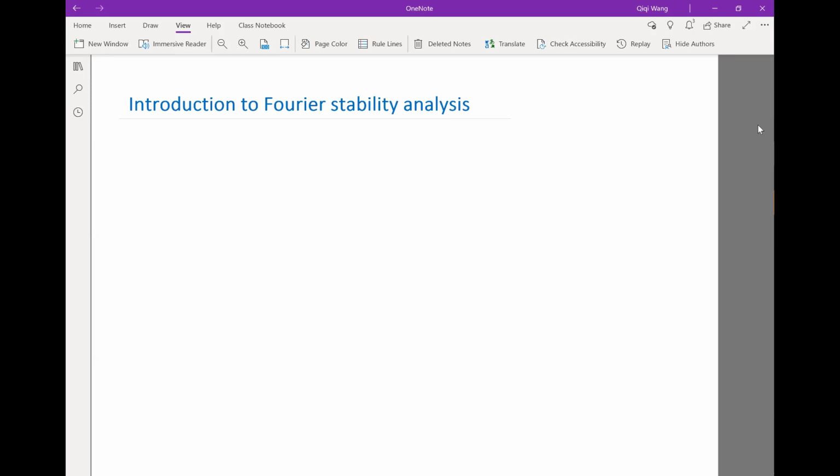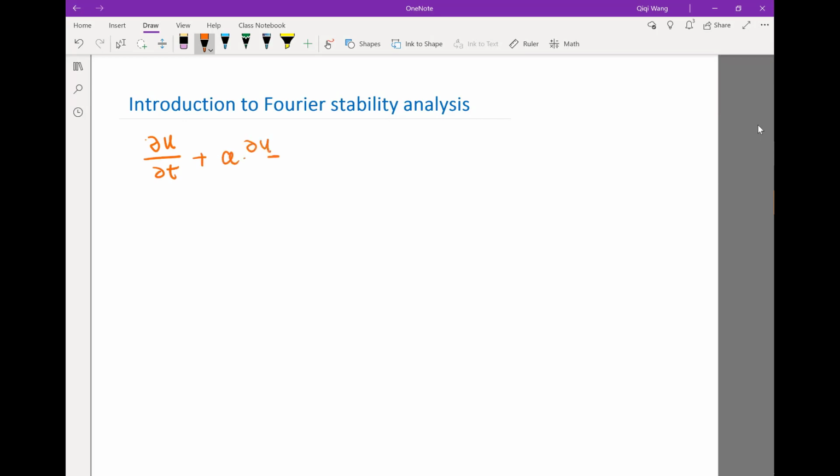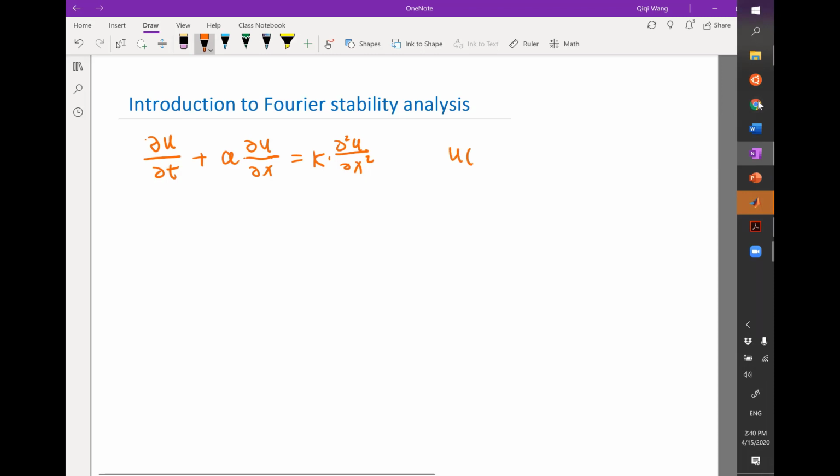All right. First of all, we are going to continue our Fourier stability analysis. We'll start with the equations. The derivative of u with respect to t, plus a, the advection speed, times du/dx, is equal to kappa times d squared u/dx squared. From our last lecture, we are going to be looking at a periodic boundary condition, so u at 0 is equal to u at 2 pi. That allows us to plug in a sinusoidal function, or what's called a Fourier series.